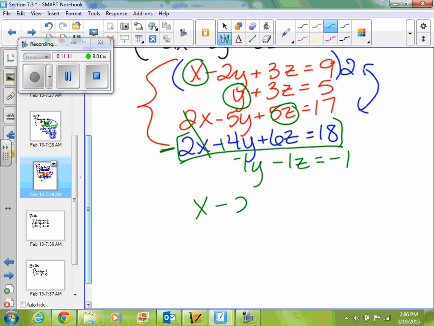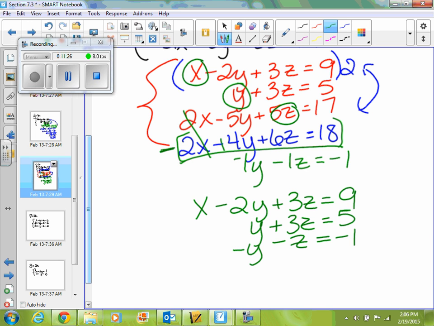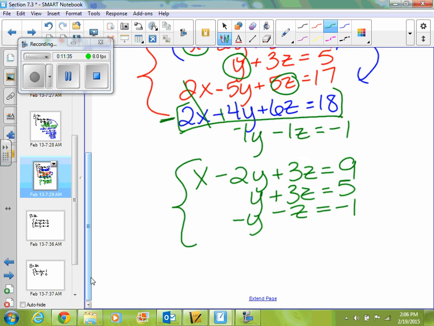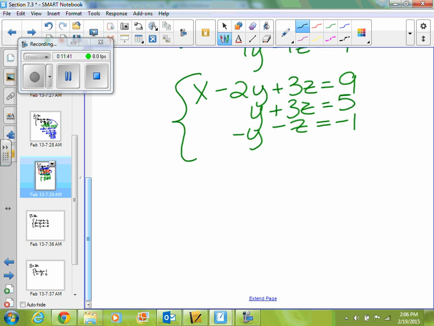So my new system is x minus 2y plus 3z equals 9. y plus 3z equals 5. And negative y minus z equals negative 1. So that tells me that I'm really close to having my 3 equations solved in reduced row echelon form. I just need to combine these ones to get rid of my y's. So y plus negative y cancels. 3z plus negative 1z gives me 2z. And 5 minus 1 gives me 4.